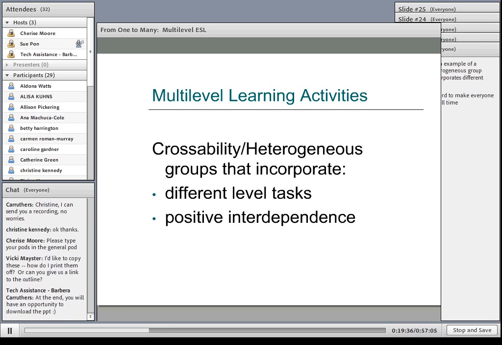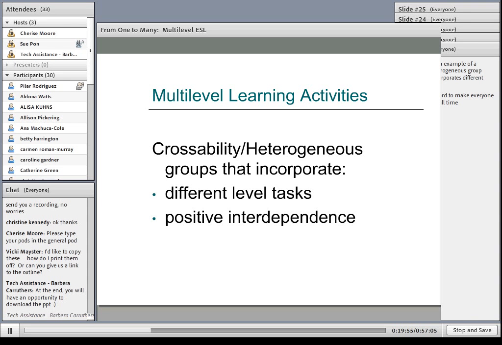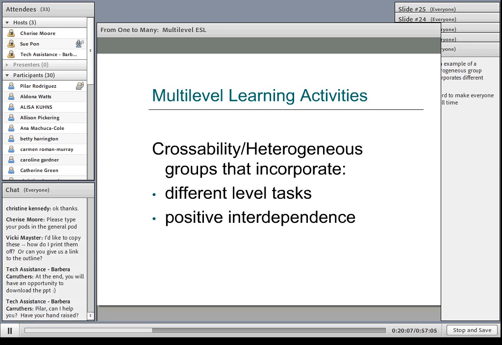I'd like to borrow a term from cooperative learning principles: positive interdependence, meaning that no student can complete the assignment by him or herself. They need each other. I'll give an example of this in the next slide. But before I move on, in addition to developing language skills in crossability or heterogeneous groups where students are interdependent, this is also an opportunity for them to develop soft skills for employability. So, let's take a look at an example.